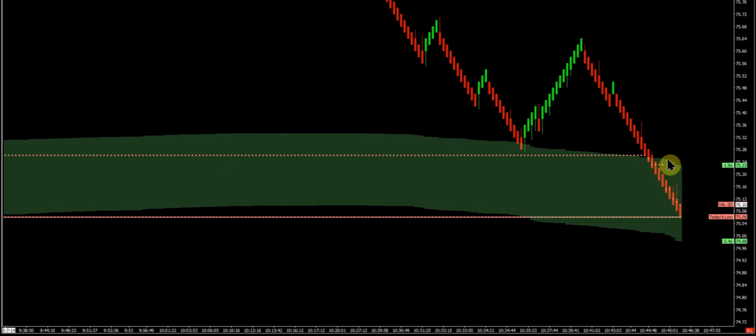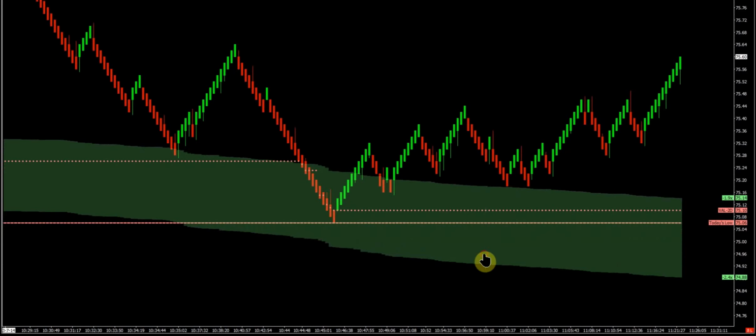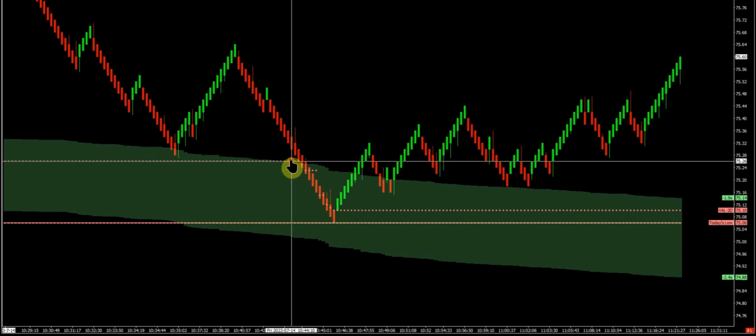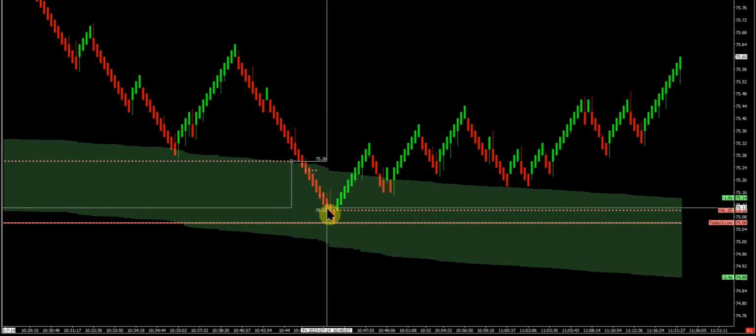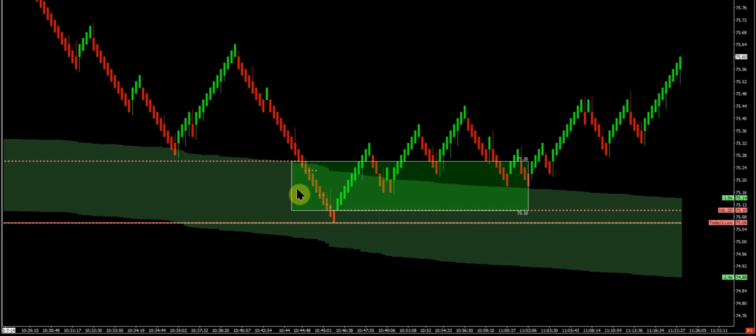Me personally, I would have just walked away from that. Anywhere in this zone from here to here, you could have shorted that, but that's a fair bit of risk. You've already made a lower high, lower low. You've got risk there. You're risking $150 there. Okay, you can take the breakout right there at 75.26.